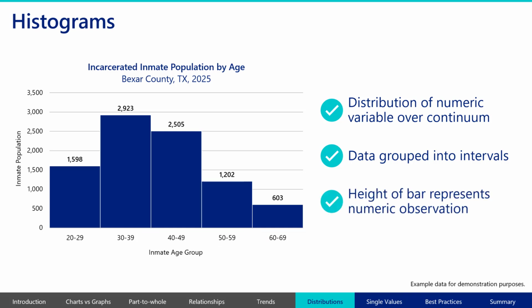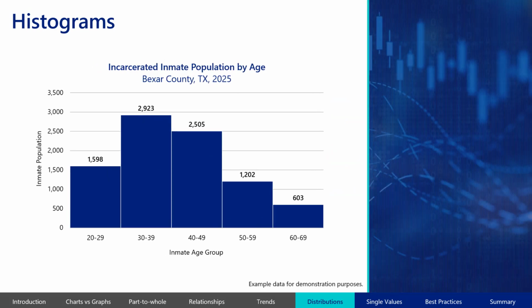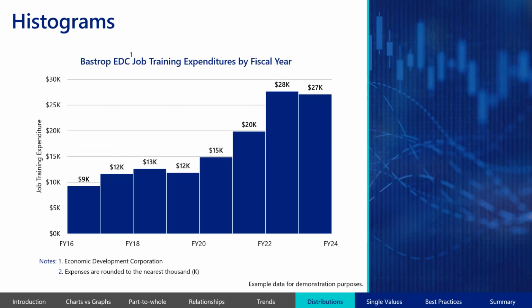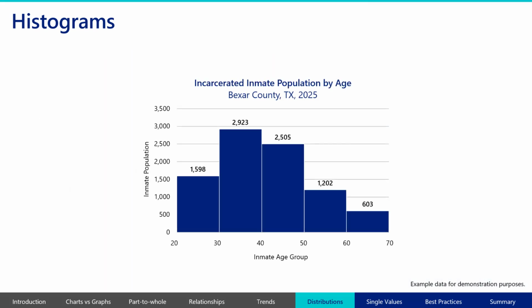The number of observations within each interval is represented by the height of the bar. For example, you can use a histogram to show the incarcerated inmate population in Bexar County by age group. In this histogram, each bin represents an age group, and the height of the bars represents the population of inmates in that age group. As another example, you can use a histogram to show how much the Bastrop Economic Development Corporation spent on job training from fiscal years 2016 to 2023. Each bin represents a fiscal year, and the height of the bar represents the money spent on job training for each year.